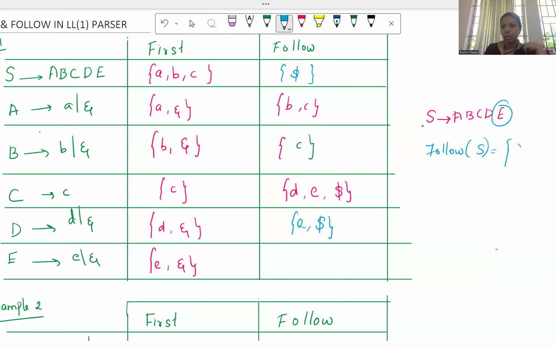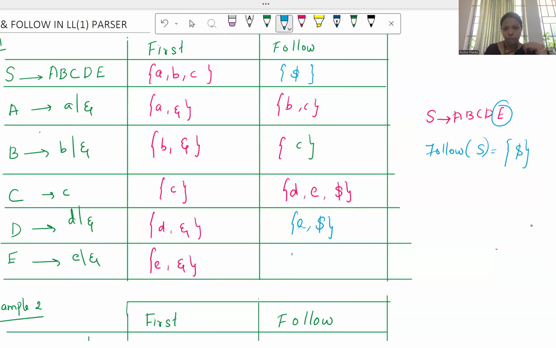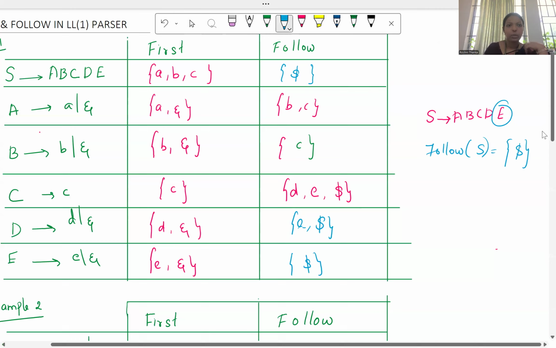So we have to find the follow of S. What is follow of S? Dollar. So we have to write dollar. And you can see nowhere else in the right hand side of the production E is coming. So that's it. Right? So this is how we have to find the first and follow of this particular context-free grammar. Hope we have got some idea.